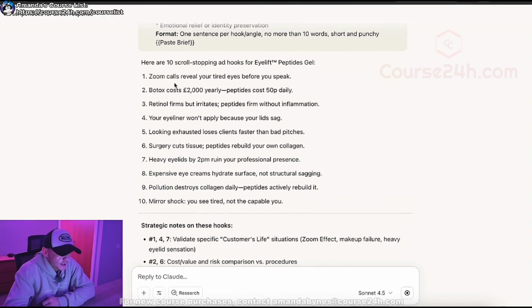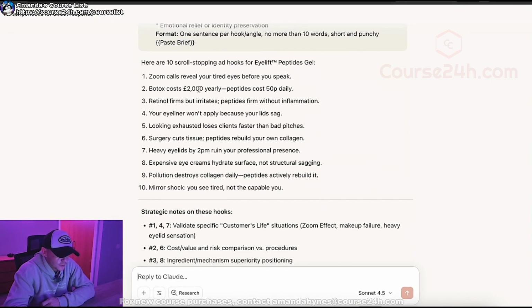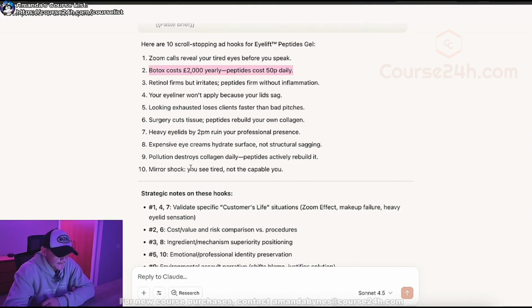Right, so it's saying: Zoom calls reveal your tired eyes before you can speak. Botox costs nearly £2,000 yearly. Peptides cost 50p daily. So this is a good one. I'm going to reprompt for this. Mirror shock: you see tired, not the capable you.